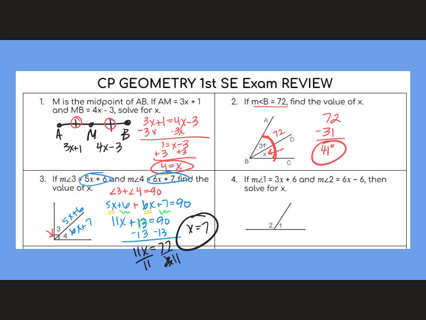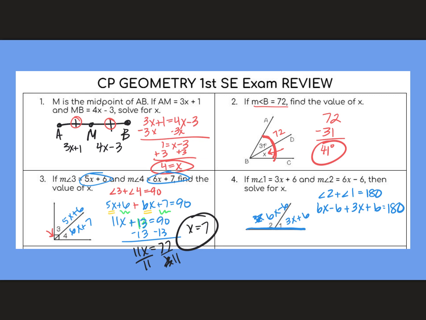Next up for number 4, angle 1 is 3x plus 6. Angle 2 is 6x minus 6. And I do notice here that I've got two angles that are making a line. So this is a linear pair. And if we add them together, angle 2 plus angle 1, they should be 180 degrees. So angle 2 is 6x minus 6, angle 1 is 3x plus 6, and they would equal 180.